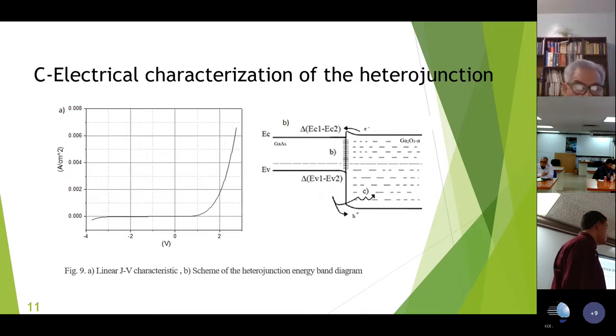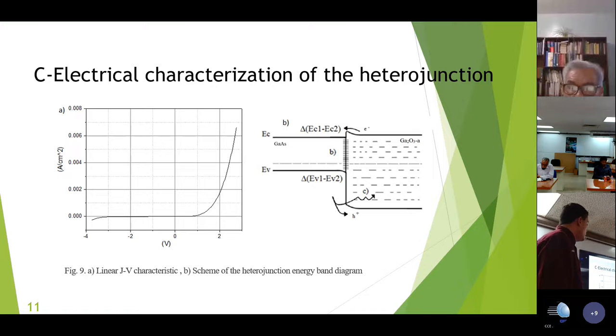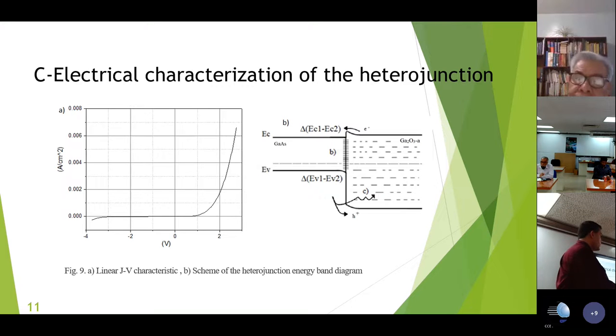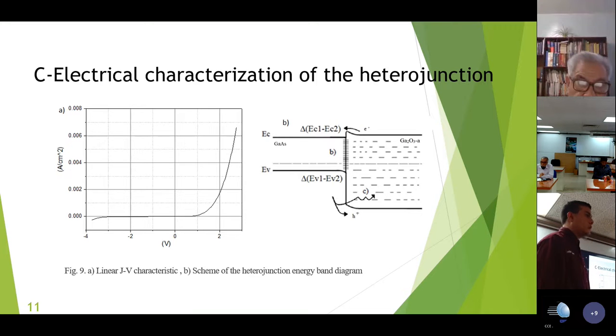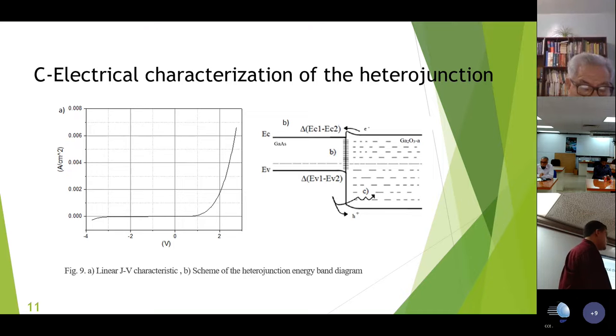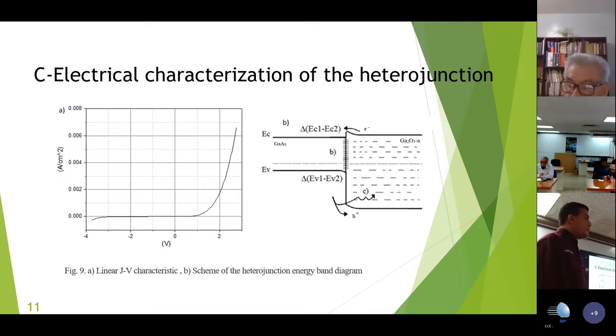And so we pass to the electrical characterization of the heterojunctions. We start with a linear graph, in which we did a sweep from -4 to 2 volts. We added that to make sure that the heterojunction is working properly. We also added a band diagram in which we use the values found in the literature. The most curious thing is that the wedges are very different.